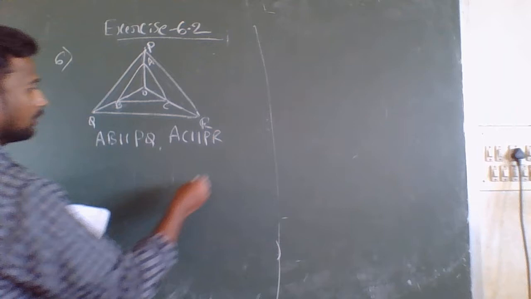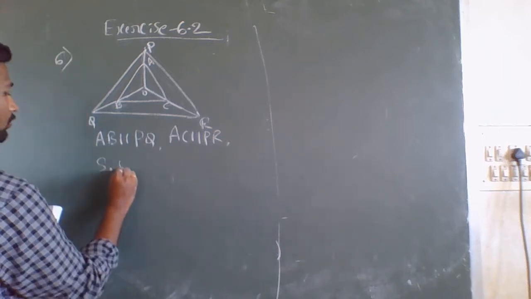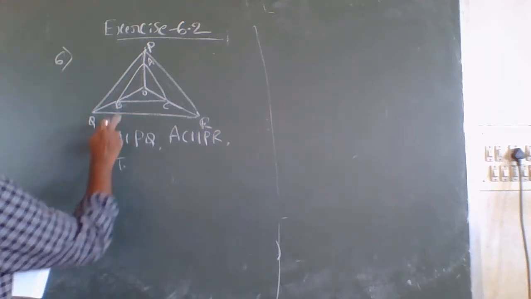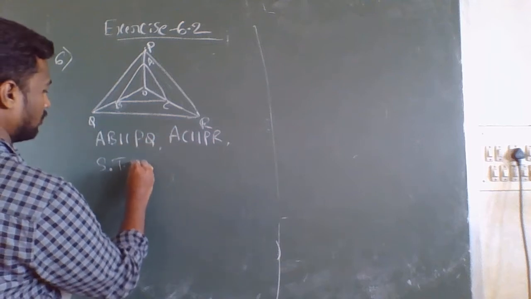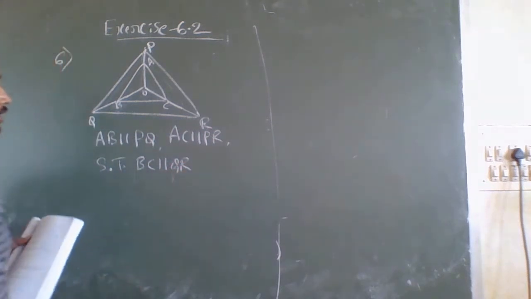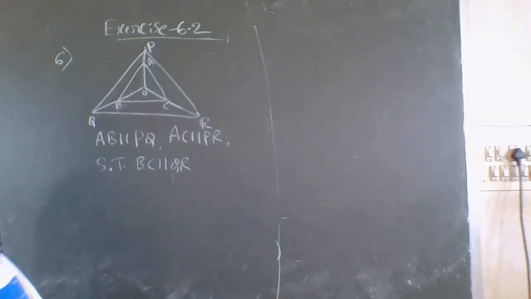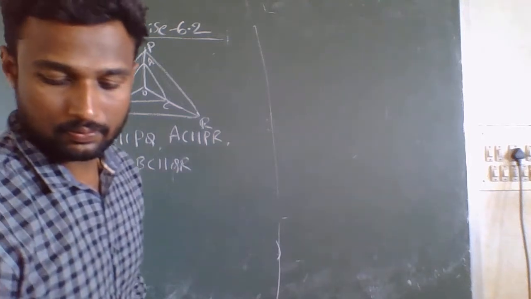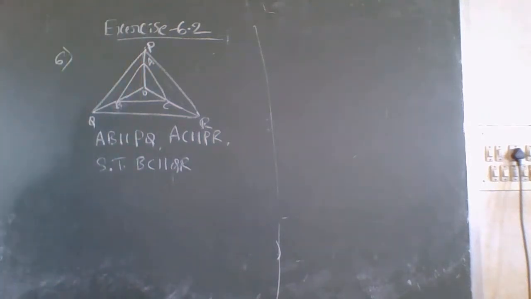Then we have to show that BC is parallel to QR. This is also the same kind of problem as the fifth one. In the sixth, first I will consider triangle POQ.